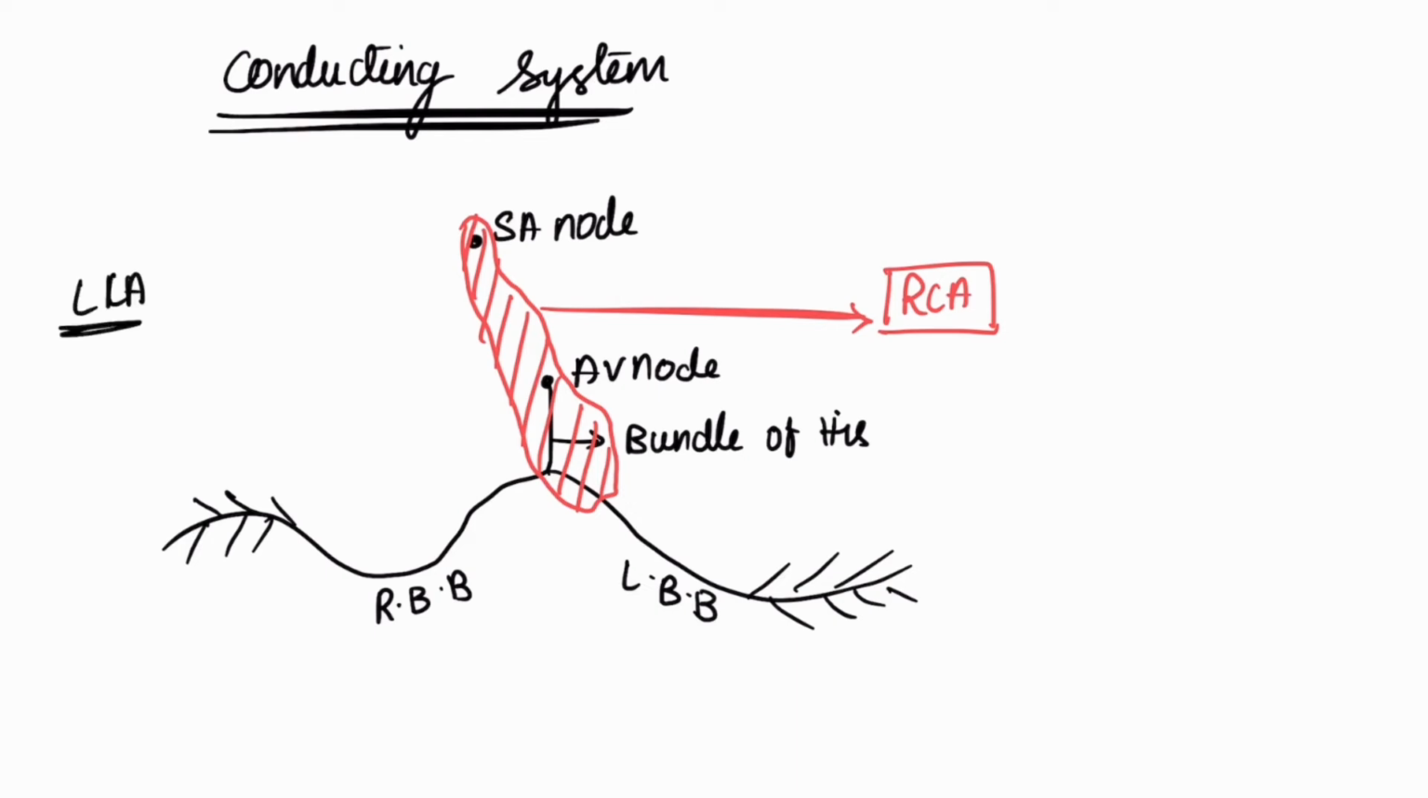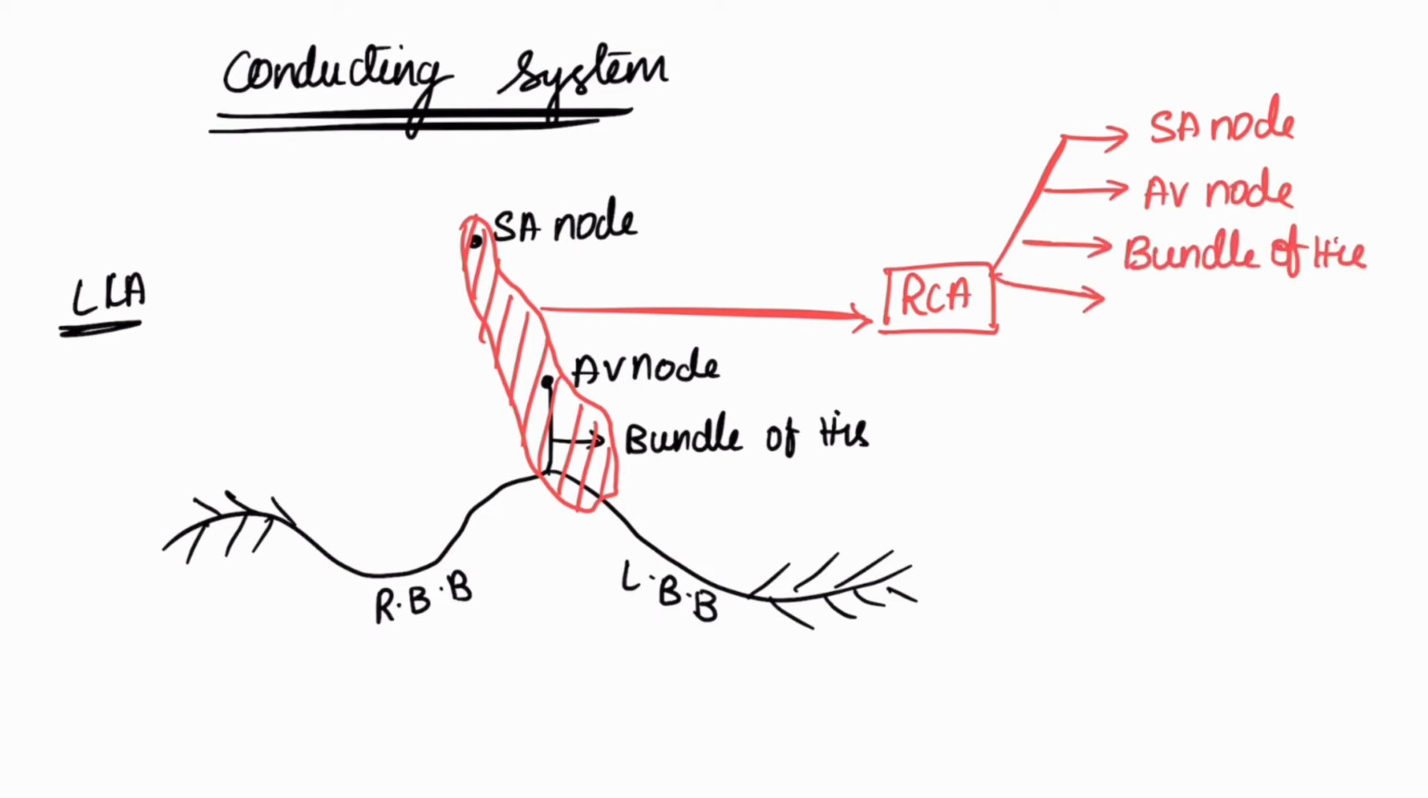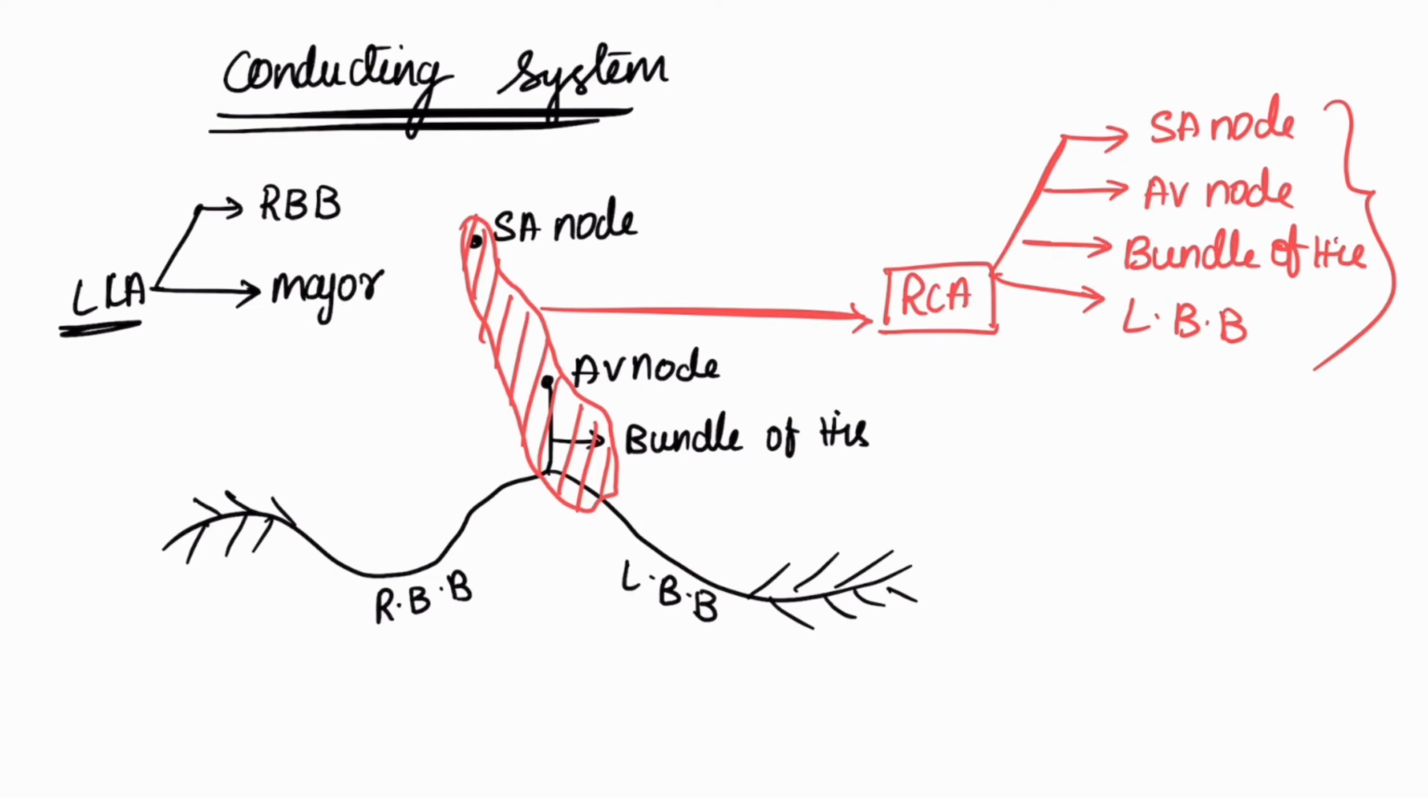Now let us write what structures are supplied by the right coronary artery. As we already know, it supplies the SA node, AV node, bundle of His, and some part of the left bundle branch. Now let us see what is supplied by the left coronary artery. The right bundle branch is completely supplied by the left coronary artery, and also a major part of the left bundle branch. And that's all about the conducting system.